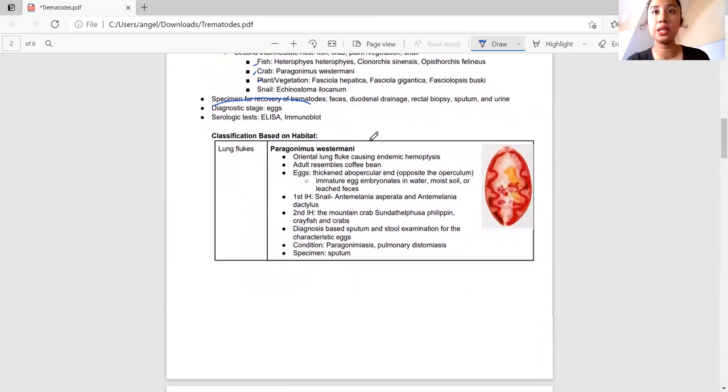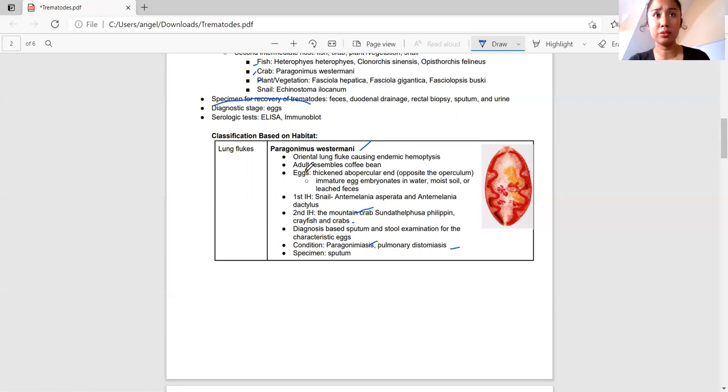For Paragonimus westermani, the adult resembles a coffee bean. Its common name is the oriental lung fluke, the only fluke found in your lungs. It causes endemic hemoptysis, so if you cough and your sputum has blood, maybe it's not TB, maybe it's Paragonimus westermani. The second intermediate host is a mountain crab, according to Belisario, or crayfish and crab, according to Zybek. The adults are not always readily recoverable. It causes paragonimiasis and pulmonary distomiasis. What does distomiasis mean? Go search it, guys.